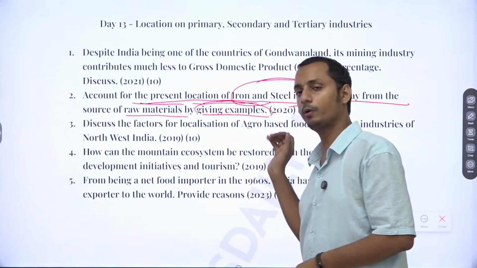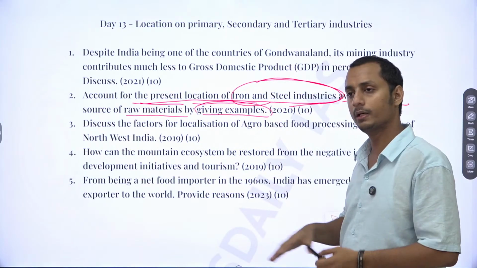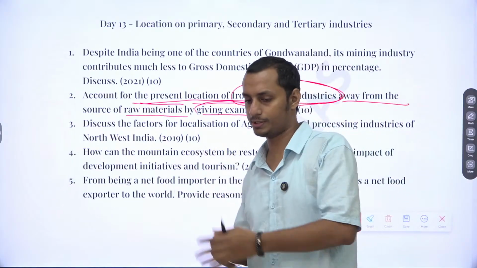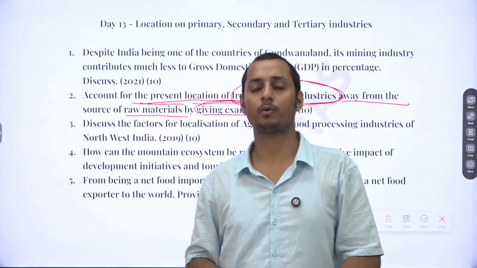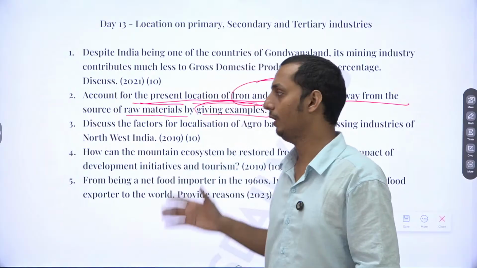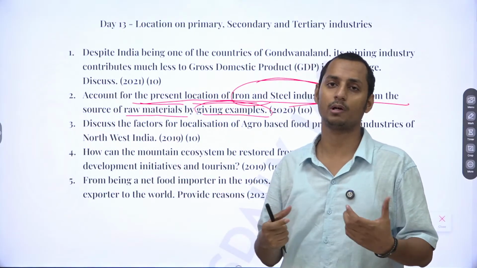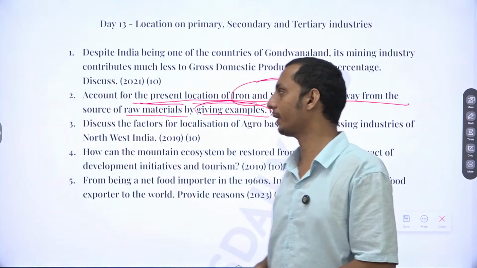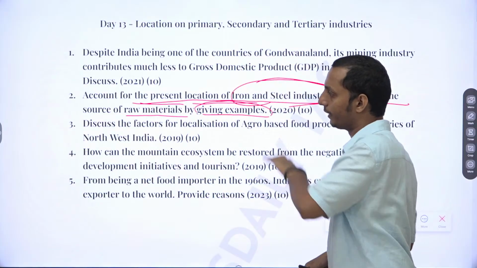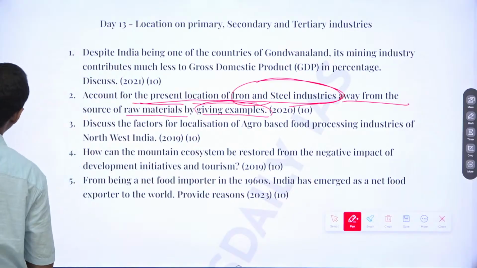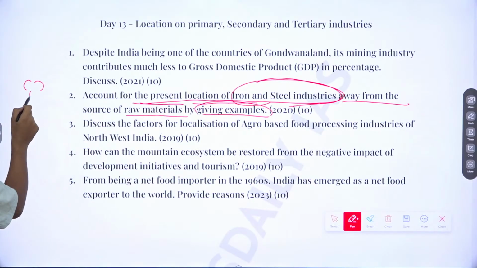So in the introduction, what do you provide? You can provide that previously all these iron industries were located at the source of raw materials, where the raw materials were available. Now they are gradually shifting to other areas due to several other factors. So that's how you can provide the introduction here. Now what can you provide? You can provide a map here. Now what do you provide in the map? You can draw an Indian map.